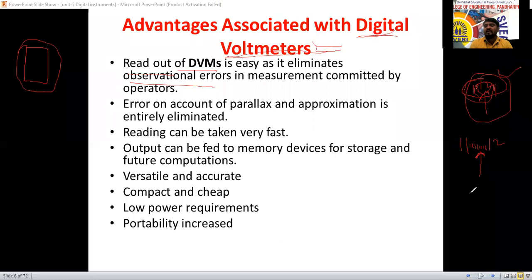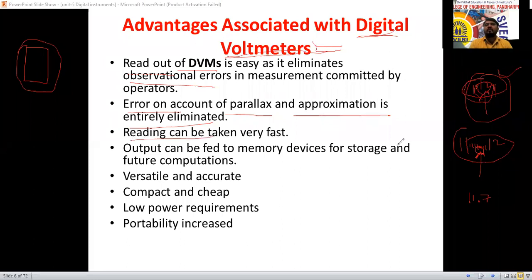But if it is digital, it can directly display that, 11.7 here. Like that, it is going to display the value. So we can eliminate the observation error here. Error on account of parallax approximation is entirely eliminated. This is the approximation here now. ये कितना है? 6 है क्या 7 है? This approximation we can eliminate here.